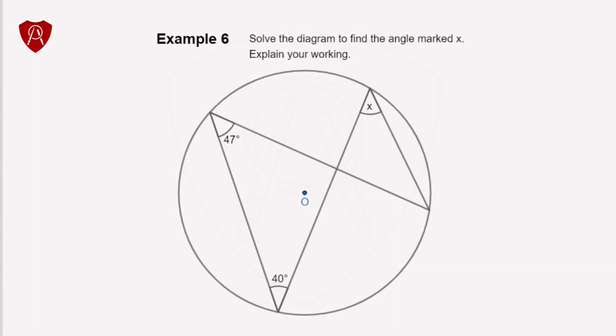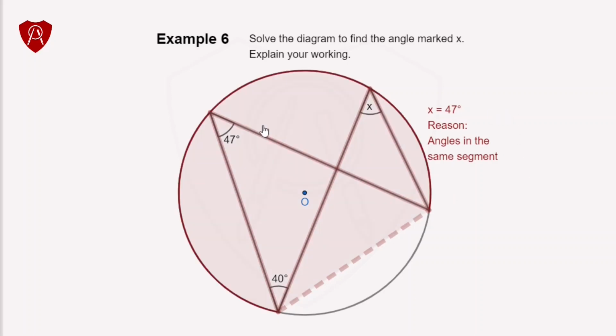Example 6. We need to start by drawing this chord, which helps us get a good perspective of our question. It should then be clear that this angle of 47 degrees is hanging from the chord. We also note that the angle X is hanging from the same chord. Both 47 degrees and X are in the same segment, so they must be equal. X is 47 degrees. Reason: angles in the same segment are equal.